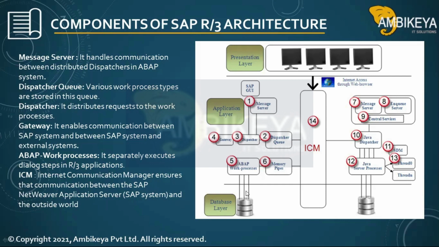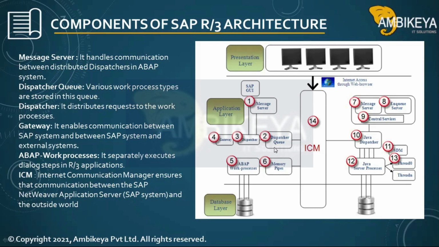So the actual data processing will happen here. If you need memory, like if you are storing anything, obviously when you are processing you need memory, because at runtime the data should be present somewhere. So it's runtime memory, and here you have memory pipes. Here also comes the ICM, the Internet Communication Manager, to ensure the communication between SAP, network applications and the outside world. So we also need ICM.